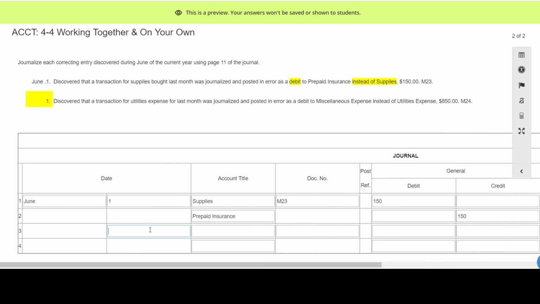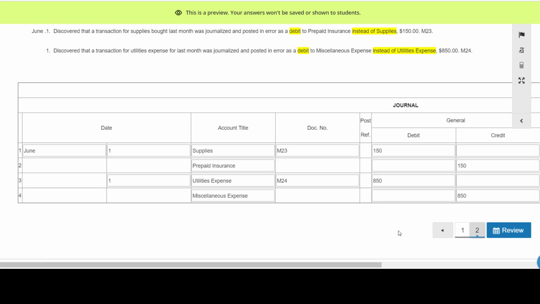And now if I go down and I do my second correcting entry on the first, it says, discovered that a transaction for utilities expense was journalized and posted in error as a debit to miscellaneous instead of utilities. So instead of utilities means that utilities should be my debit. So debit goes first, utilities, and I forgot my source document number here is M24. And I'll put my debit, $8.50. And that means this has to be a credit. Debits equal credits. And then this should have been miscellaneous. I'm just going to copy and paste. And that takes care of the working together and on your own.